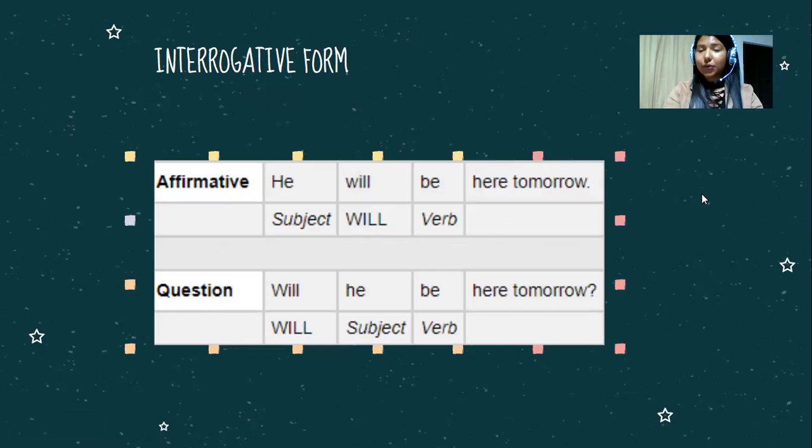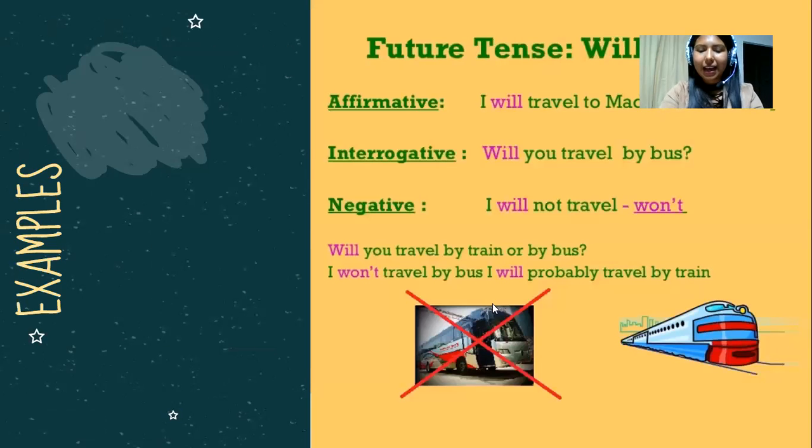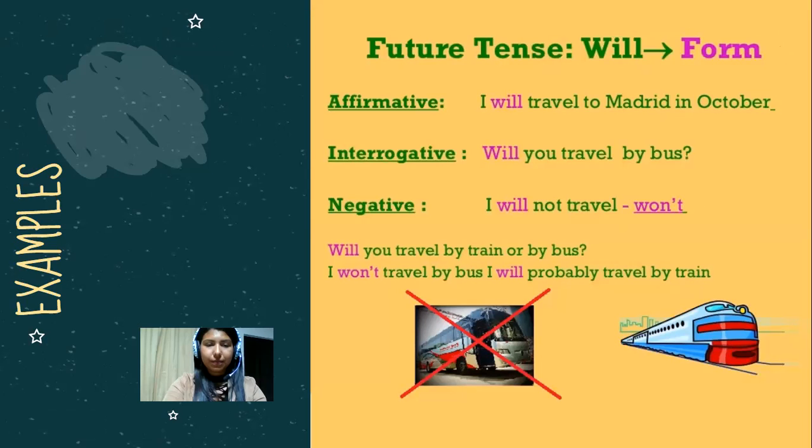Then the interrogative forms. Okay. Basically, you have to follow the structure that we can see in this chart, because we have the affirmative form, then we have the subject, then will, and the verb. He will be here tomorrow. And the interrogative form will begin with will. We have will at the beginning of a sentence, then the subject, then the verb. Will he be here tomorrow? That's the correct form to create interrogative statements.